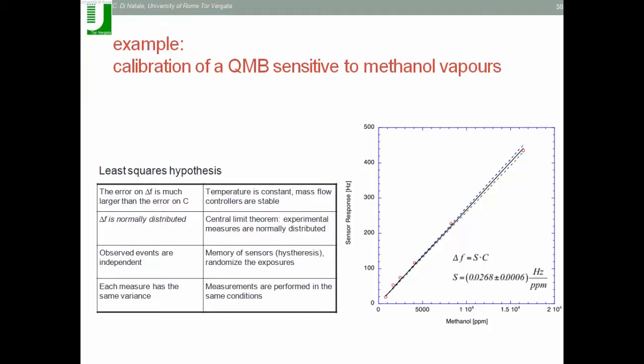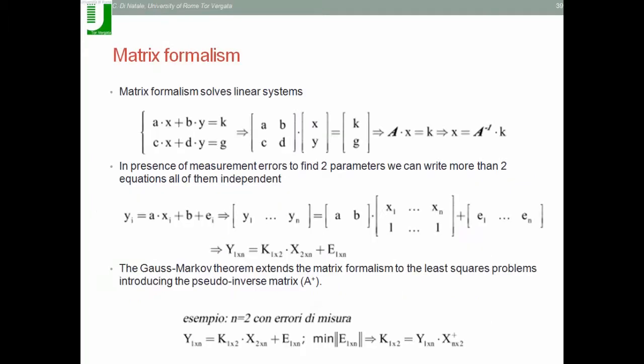Are the observed events independent? This is also an important issue in least squares, when we do regression, and this means that each point is independent from the others. So it means that we have no memory. Our sensors have no memory, no hysteresis. And to be sure of that, we should randomize the sequence and not simply increase the concentration. Then each measure has the same variance, which is another assumption of least squares. If everything is done with the same instruments and so on, this is quite plausible.